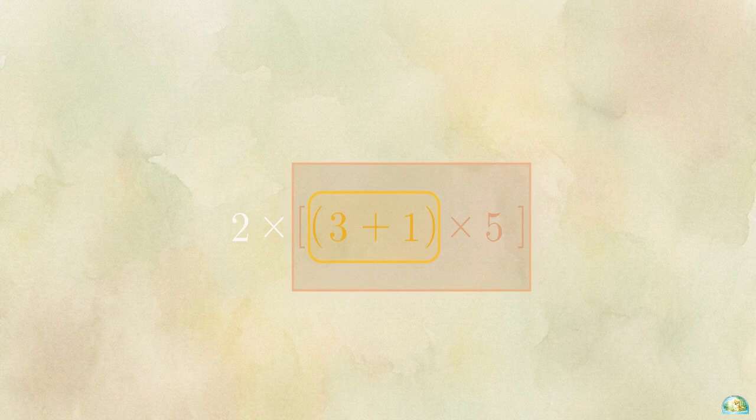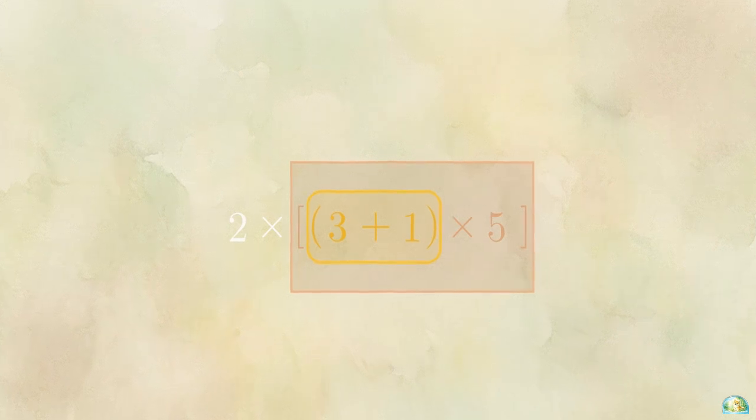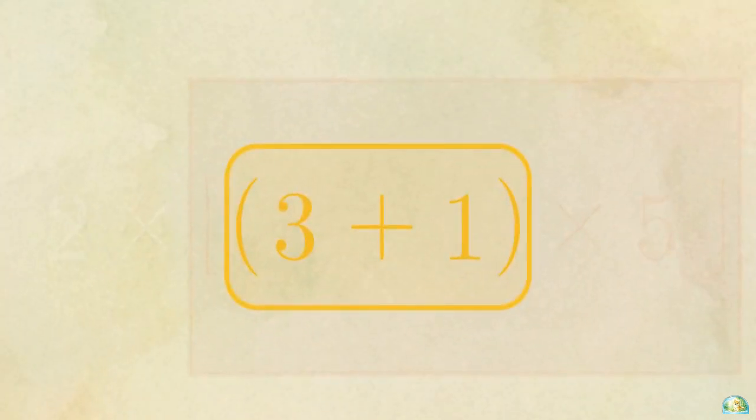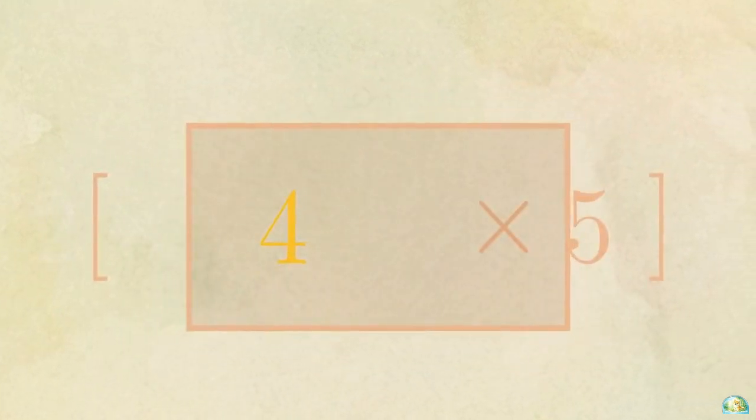This burrow has 2 nested layers: 2 times, open bracket, open parentheses, 3 plus 1, close parentheses, times 5, close bracket. The rule remains exactly the same. We ignore everything near the surface, dive straight into the deepest round parentheses chamber, and evaluate the 3 plus 1 to get 4. Now we back out one level into the square bracket chamber. We take our 4 and multiply it by the waiting 5, collapsing that entire room into a 20.